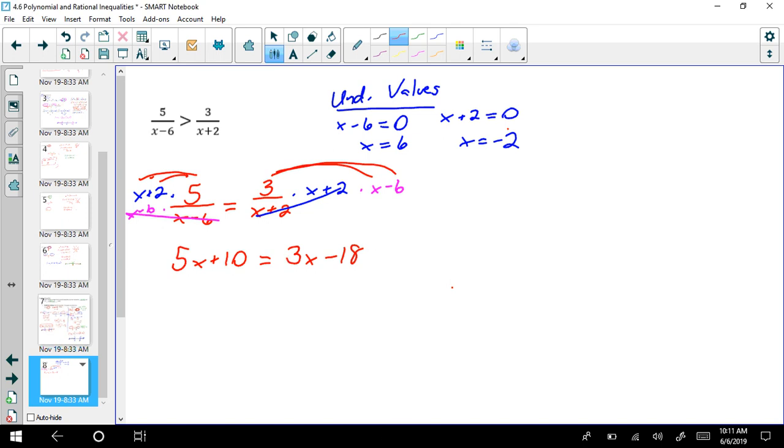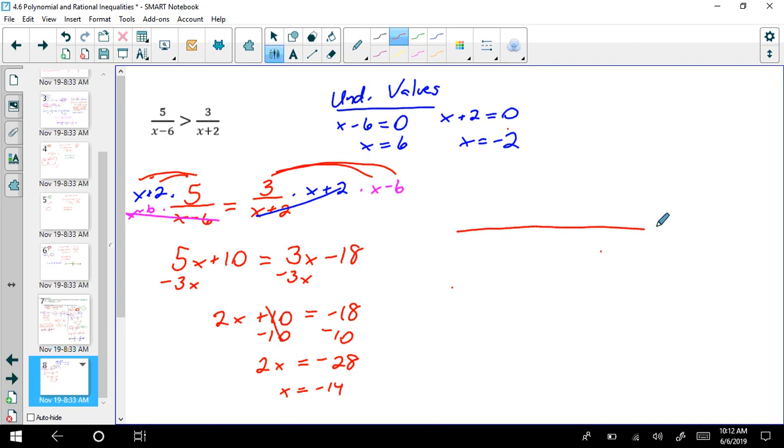Now I'm going to subtract 3x. I'm going to subtract 10. And then divide by 2. Number line, make sure we put them in order from small to big. So I have my negative 14, I have my negative 2, and I have my 6.